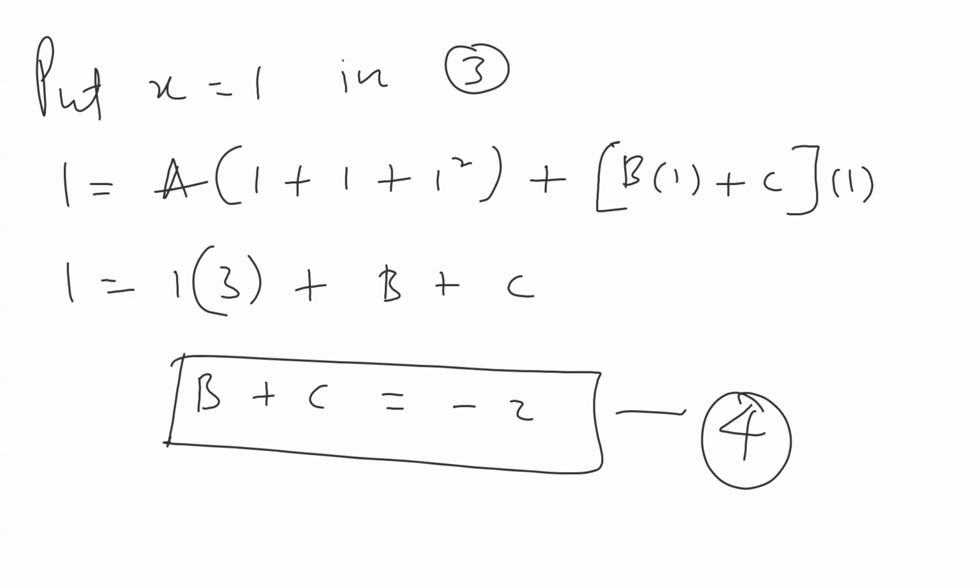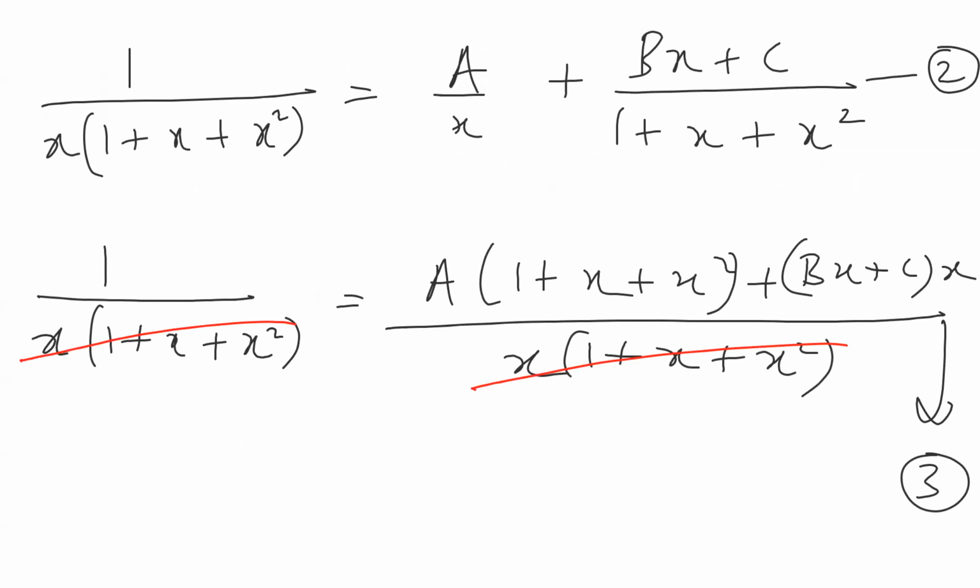In the next iteration, put x as 2. Because 0 we have already tried, and x equal to 0 is a compulsory thing in linear and quadratic. So we have already done that. In the second iteration, we have taken x as 1. Now take some other value of x apart from 0 and 1. Let's take x is equal to 2. Let's put x is equal to 2 in equation number 3.